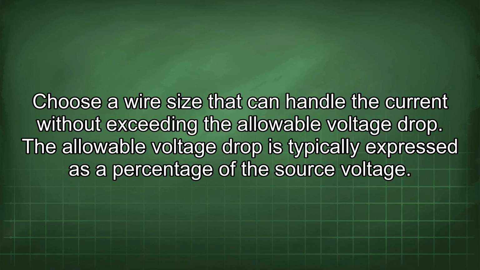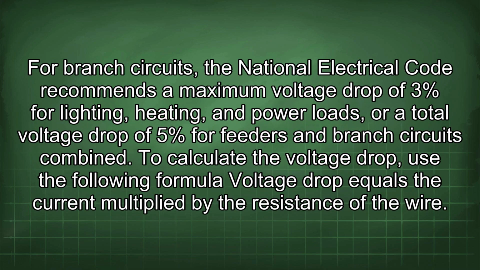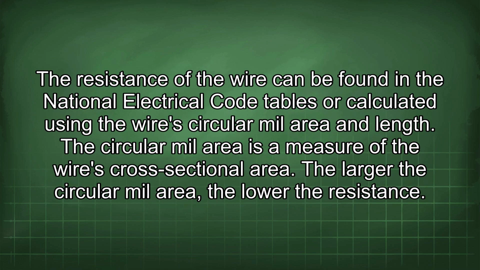The allowable voltage drop is typically expressed as a percentage of the source voltage. For branch circuits, the National Electrical Code recommends a maximum voltage drop of 3% for lighting, heating, and power loads, or a total voltage drop of 5% for feeders and branch circuits combined. To calculate the voltage drop, use the following formula: voltage drop equals the current multiplied by the resistance of the wire. The resistance of the wire can be found in the National Electrical Code tables or calculated using the wire's circular mil area and length.